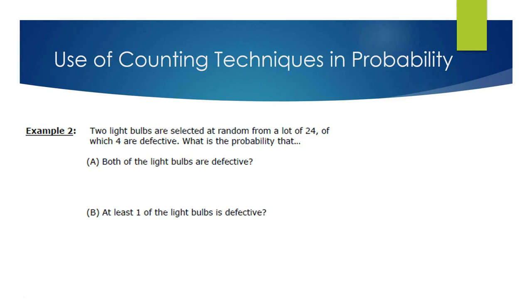But here we're at least given that we have a lot size of 24, 4 are defective, which means we have 24 light bulbs. 4 of them are defective, which means 20 of them are working. So with that information, these calculations are a little bit easier to do. We know we're picking 2 light bulbs.